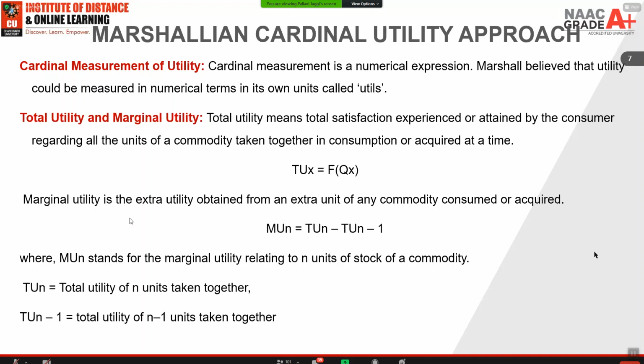So we have studied that marginal utility is the extra utility obtained from an extra unit of a commodity consumed or acquired. This is the formula for it. It is basically an addition to the total utility. TU stands for total utility. It refers to the total satisfaction that a consumer acquires from consuming the commodities, and marginal utility is the addition that is being made to the satisfaction. Total utility is a total concept, marginal utility is the additional concept.